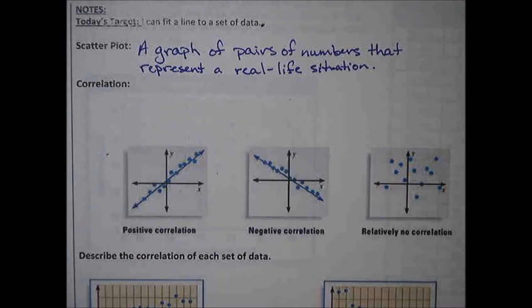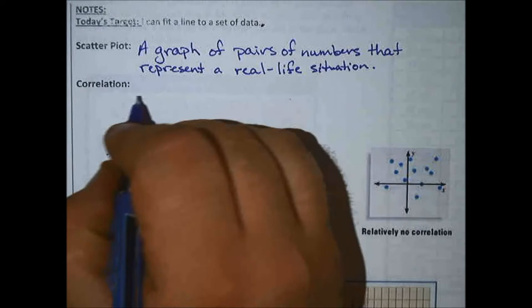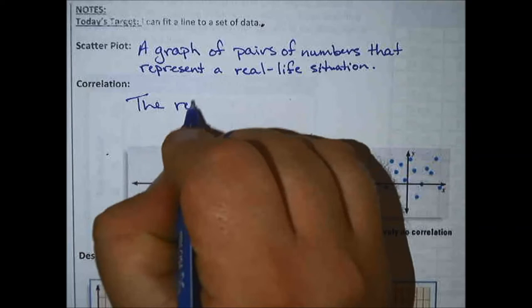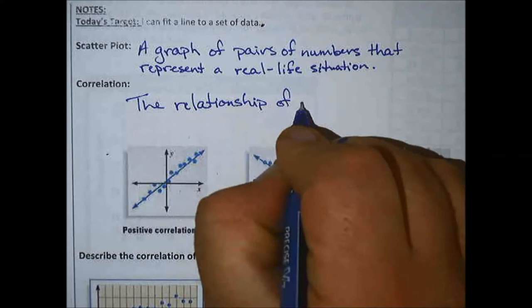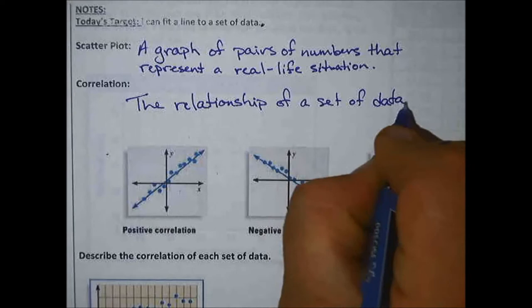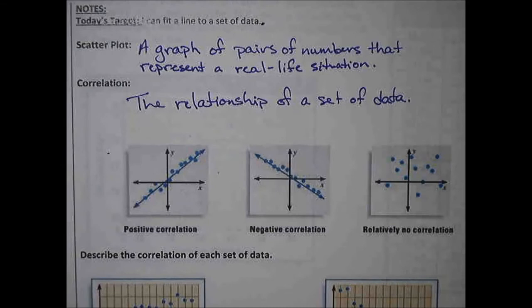All right, we're going to look at correlation to start off with. We have three types of correlation, but correlation is just the relationship of a set of data. So we're going to look at the relationship between that set of data. It's fairly simple to look at correlation, though some people have a little bit of a hard time with it when you're splitting hairs on whether it's one thing or another.